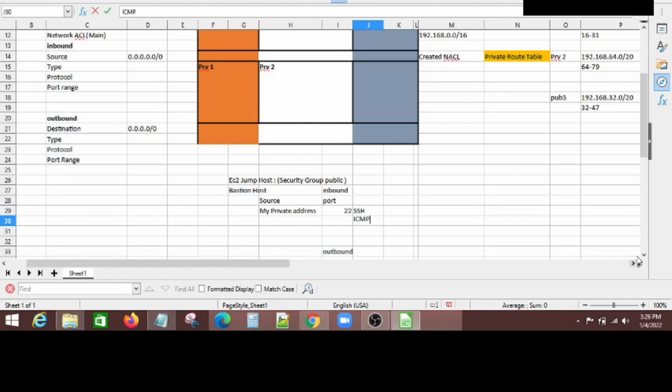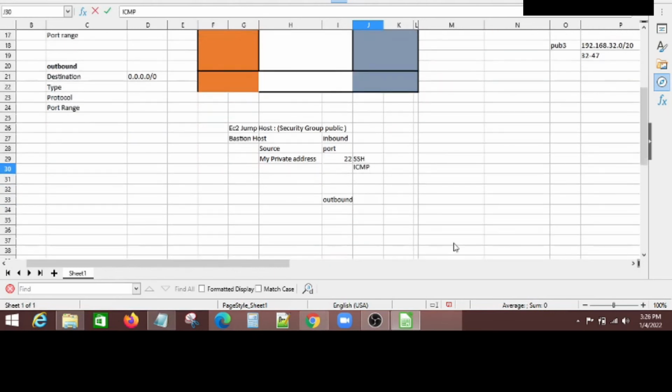That's what I said. And for the outbound, the security group is stateful. That means that once traffic is allowed in, the same traffic will be allowed out without any specification, so we need not specify it in the outbound. But if you want to allow certain traffic outbound that is not in the inbound, you need to specify that.